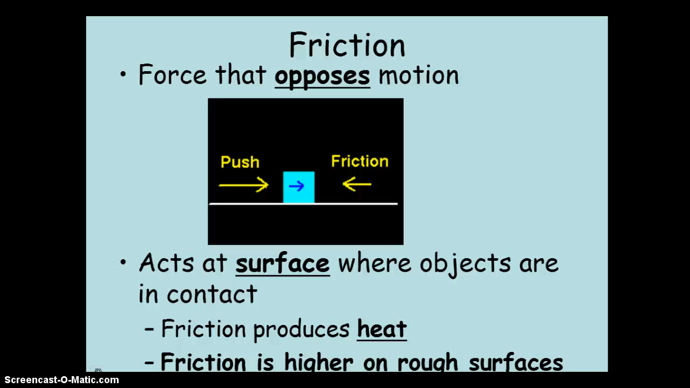And you should know that friction produces heat. If you've ever taken your hands and rubbed them together really fast, you'll notice that your hands are going to warm up, especially in the temperatures that we are having lately. And friction is higher the rougher the surface. So if you're pushing a box across a really smooth surface, you're not going to have as much friction. But if it's on a coarser or rougher surface, then you're going to get a little more friction working against the force of pushing.